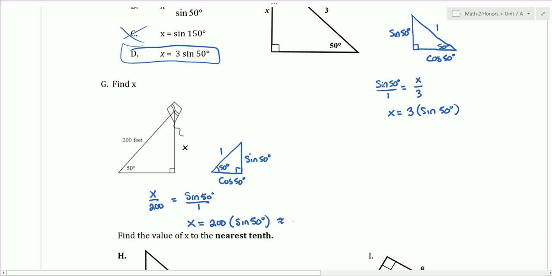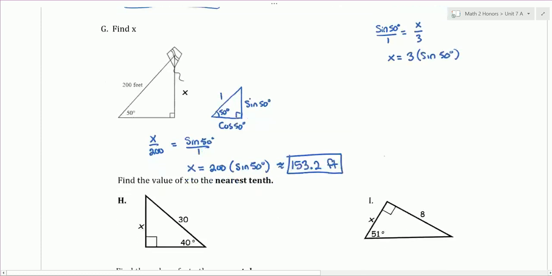I'm now going to use the calculator though. I'm going to type in 200 times the sine of 50 degrees, and I'm going to round it to the nearest tenth, and I get 153.2. And we're talking feet here, so that's how high the kite is vertically from the ground.